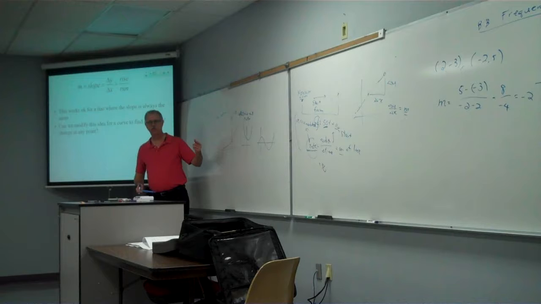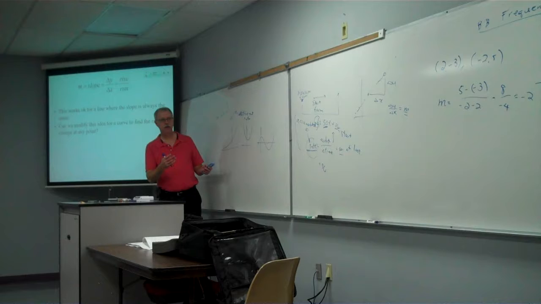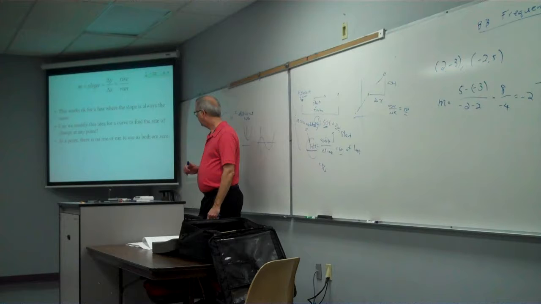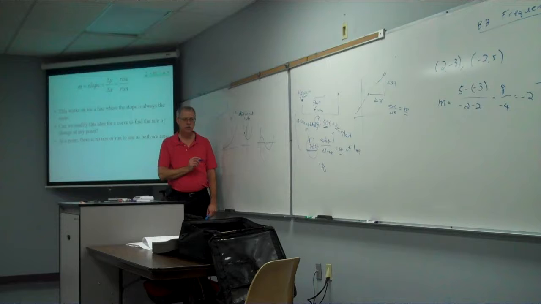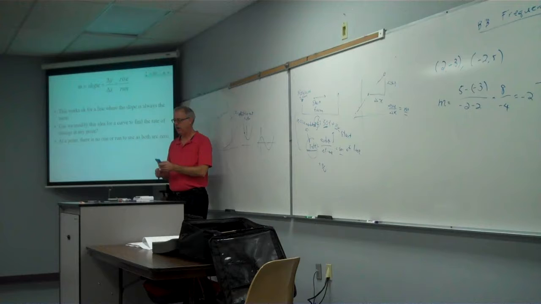So how do we modify our idea if we've got a curve? Because the rate of change isn't a constant on a curve. And in fact, we're going to be interested in, well, what's the rate of change at a specific point? We can no longer use the idea of just rise over run, because at a point, there's no change in y, there's no change in x. We can't do the same thing at a point.